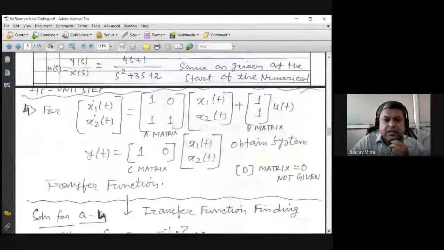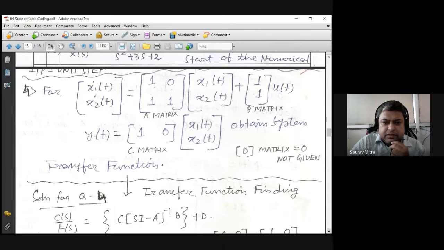So this is another numerical. It is being recorded, so it will be uploaded. So you are finding that A matrix is given as 1 0 1 1. This was a numerical which was asked 2 years back in the exam. C matrix is given, B matrix is given, D matrix is supposed to be 0, and you are asked to find out what is the transfer function.